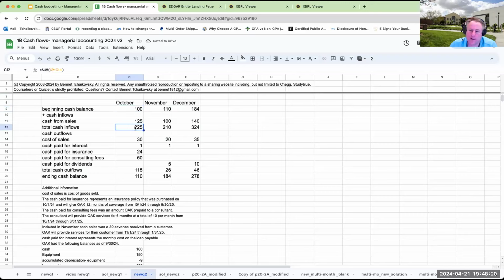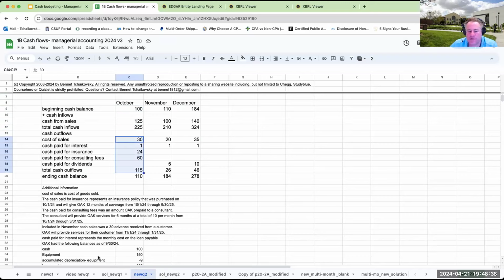We're going to add in the cash inflows. And this is going to be cash from sales or cash coming in. Very important distinction. It's not revenue. It's cash we collect. And then we have all of these different cash payments.